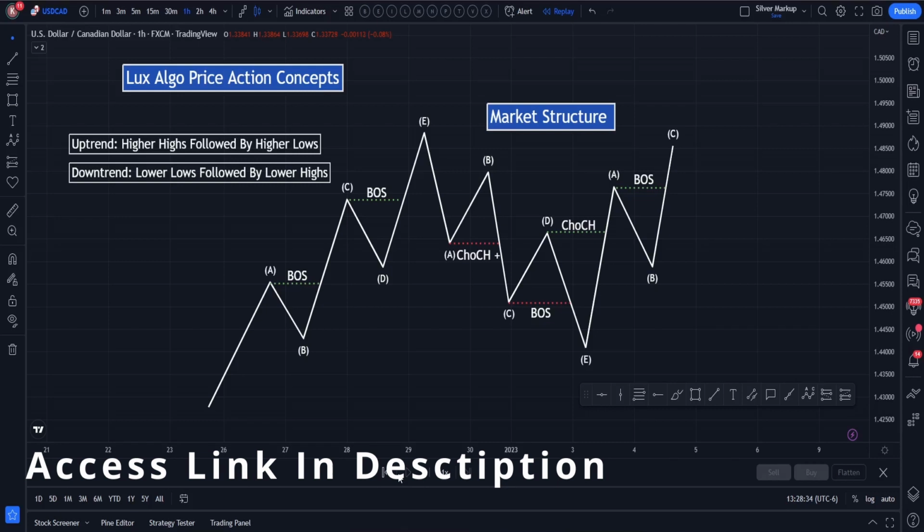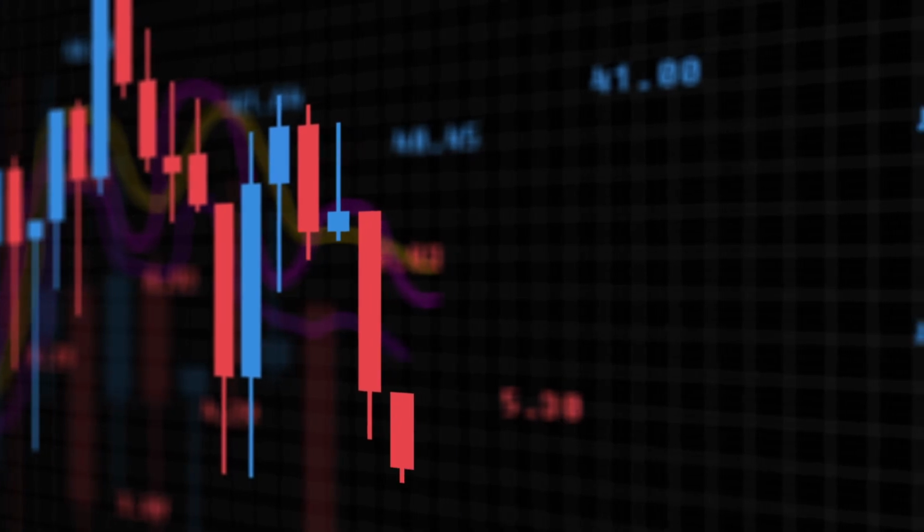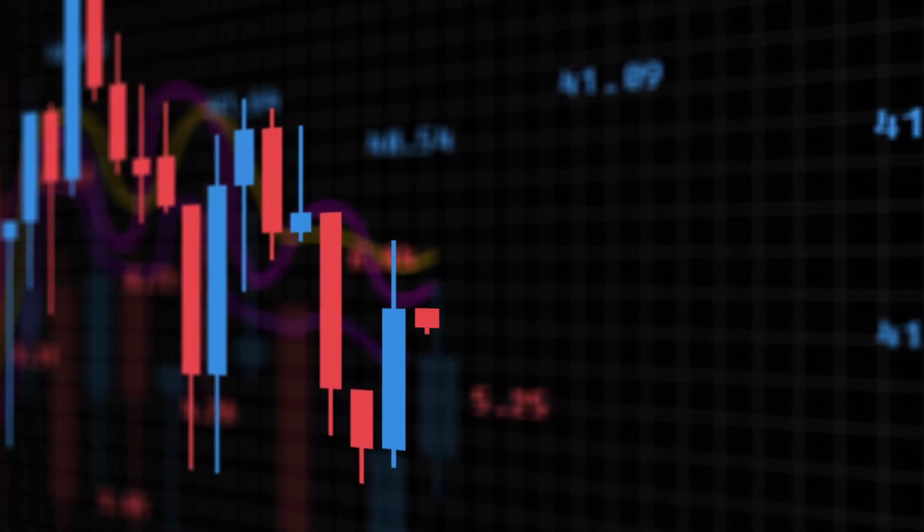So when it comes to market structure as a whole, you have to understand that before you can really get into price action concepts. And with market structure, it's just two sentences that really identify what it is: it's to understand the uptrends and downtrends. You're using market structure to understand where the market is going, the pace of the market, the gravity of the market.